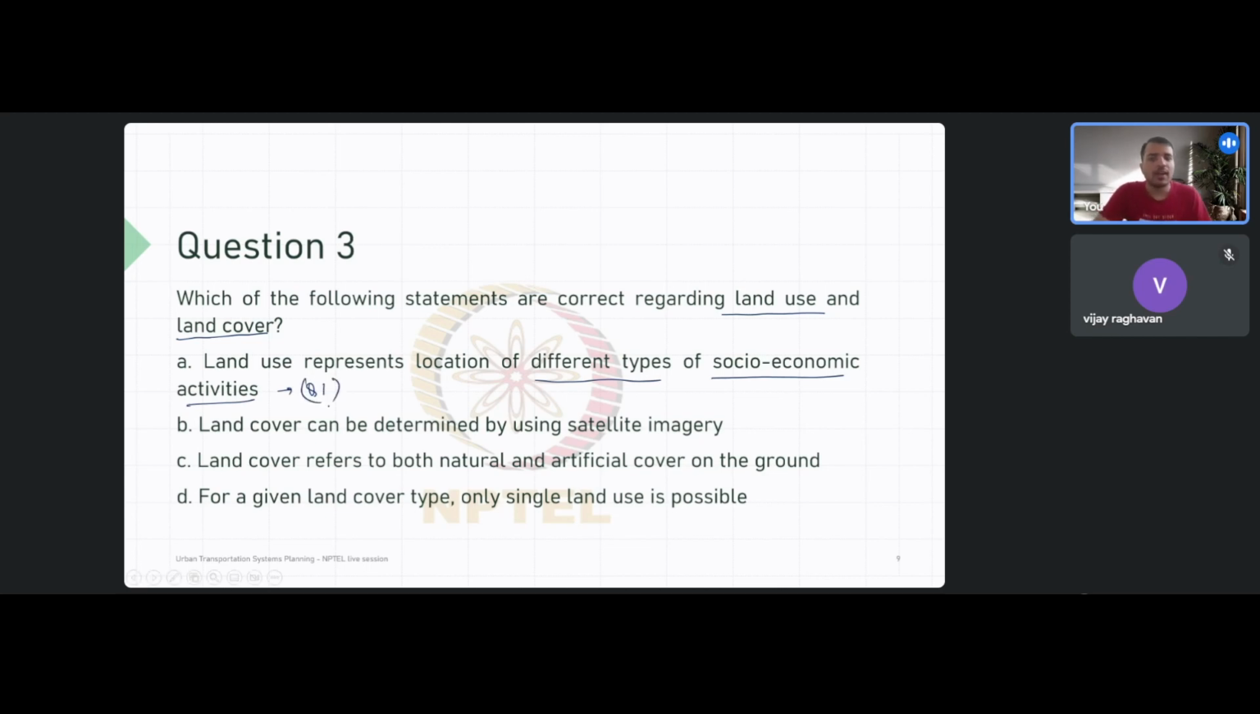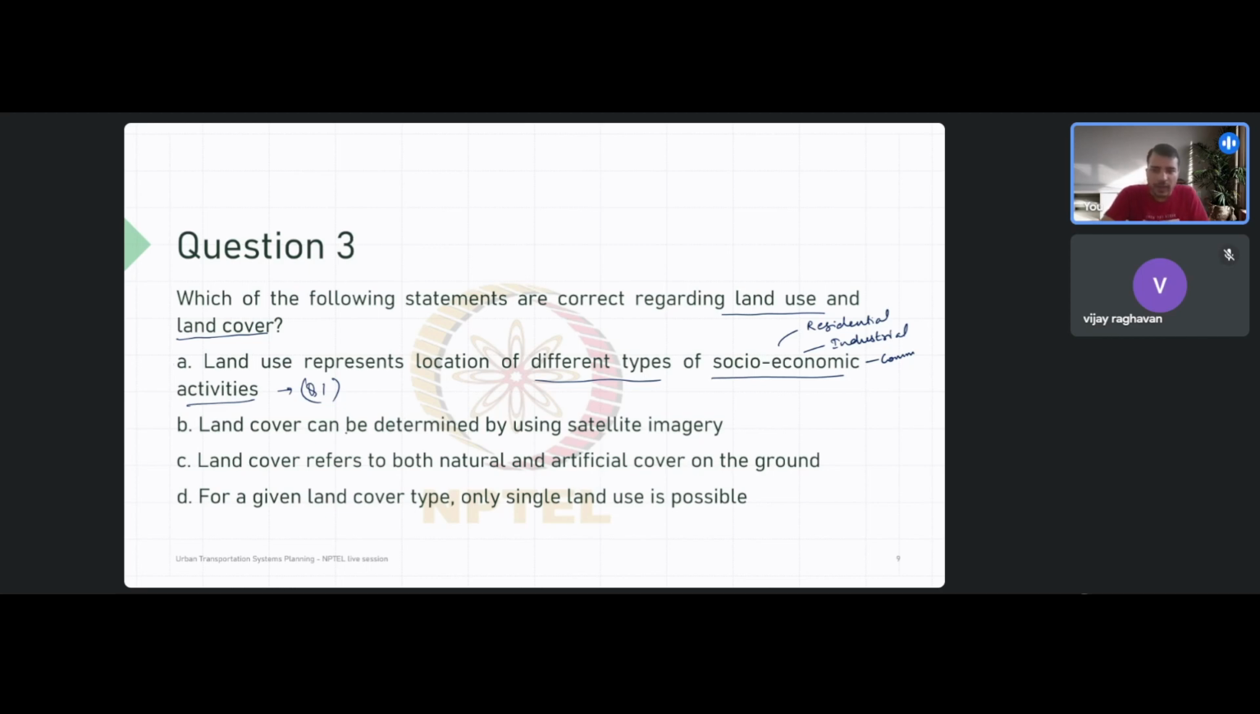So there can be different land uses. Depending upon the type of socio-economic activity, it can be residential, can be industrial, commercial, and so on. Based on the type of activity that is taking place on that piece of land, we can assign it a land use. So this land is industrial, this land is commercial. So this is correct. Option A is correct.